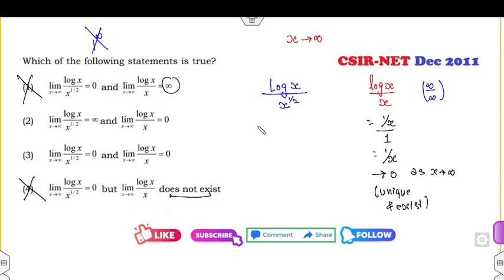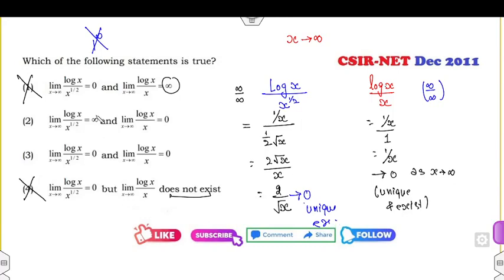Cancel. Now similarly, again it's an infinity by infinity form. I can apply the L'Hopital rule. It is half root of x. I can write this as 2 root x over x. That means 2 over root x. What is the limit as x approaches infinity? This will go to 0, which is unique and exists. So therefore, infinity will be cancelled out. Third is the right answer of this problem.